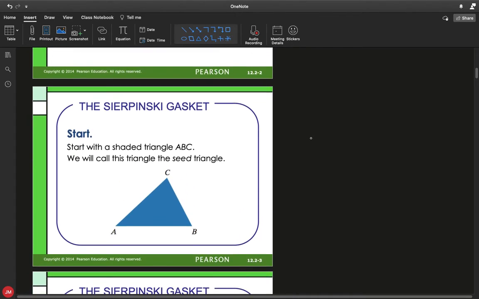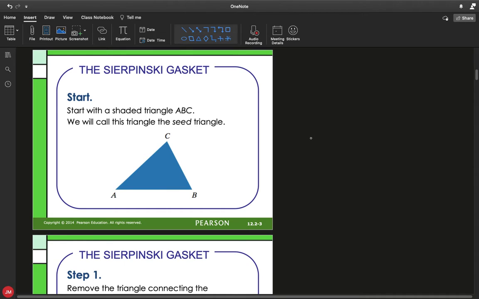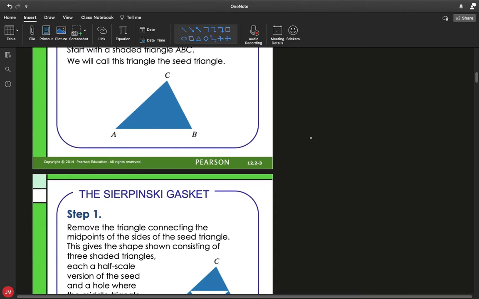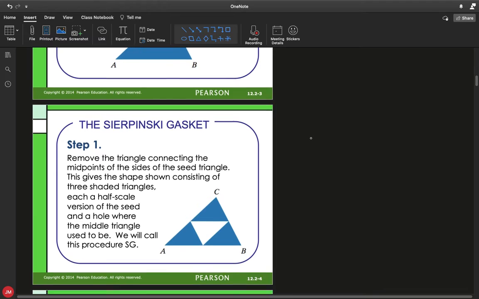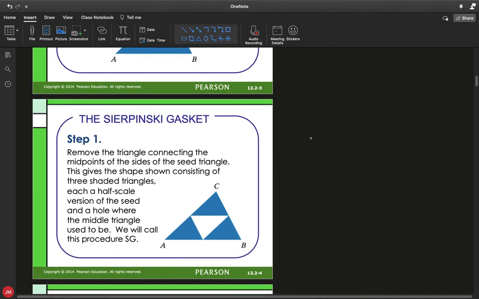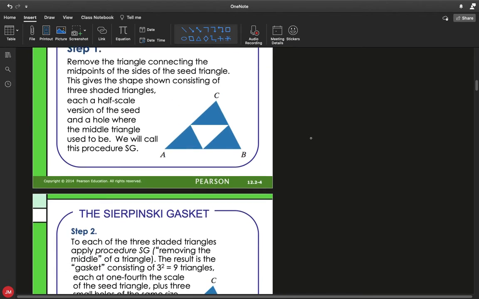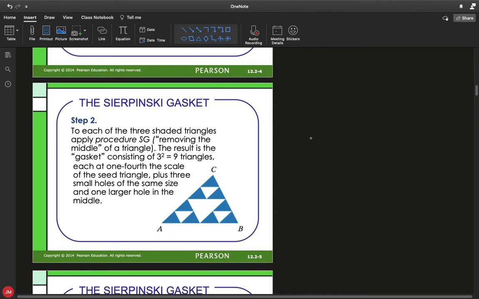So here's how you'd start. You'd start with a shaded in triangle ABC. Obviously ours were not shaded in, but they still gave us a good idea of how this works. We're going to call that the seed triangle. Next we saw that we removed a triangle which connected the midpoints of the sides of your seed triangle, which gives the shape consisting of basically three shaded triangles, each of which is a half scale version of the seed, and a hole in the middle where the triangle used to be. We're going to call that picture SG in terms of these slides.